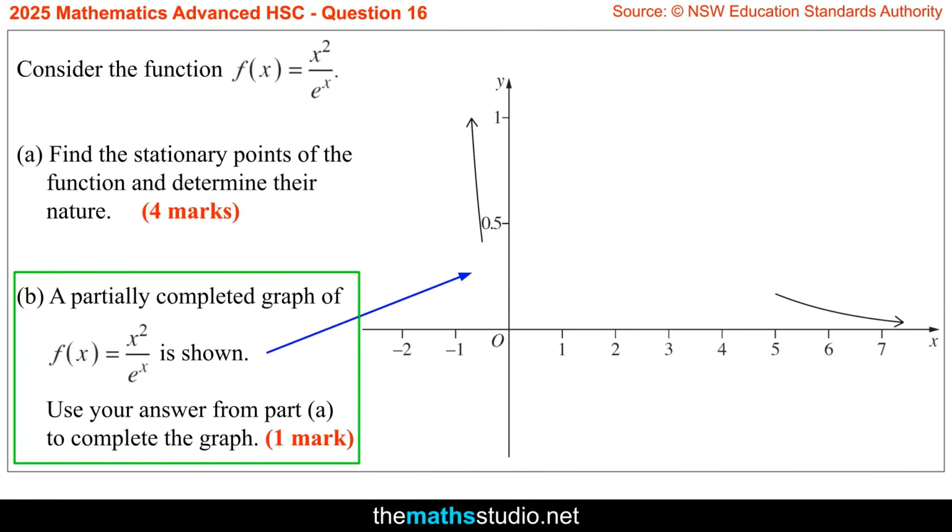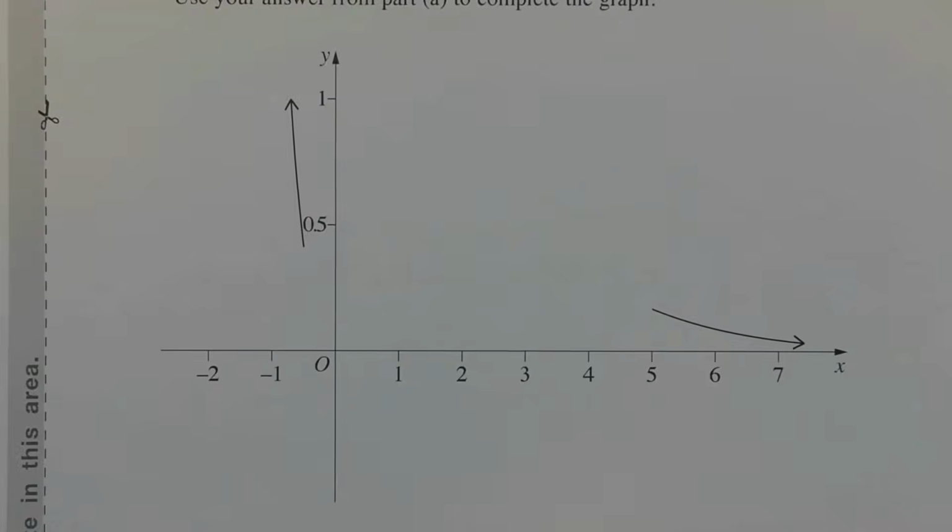Part B. A partially completed graph of f of x equals x squared over e to the power of x is shown. Use your answer from part A to complete the graph. From part A, we know that there is a local minimum at the origin, so at 0, 0, and there is a local maximum at 2, 4 over e squared, which is around 0.54 or 0.5. Notice that we have 0.5 here on the y-axis.